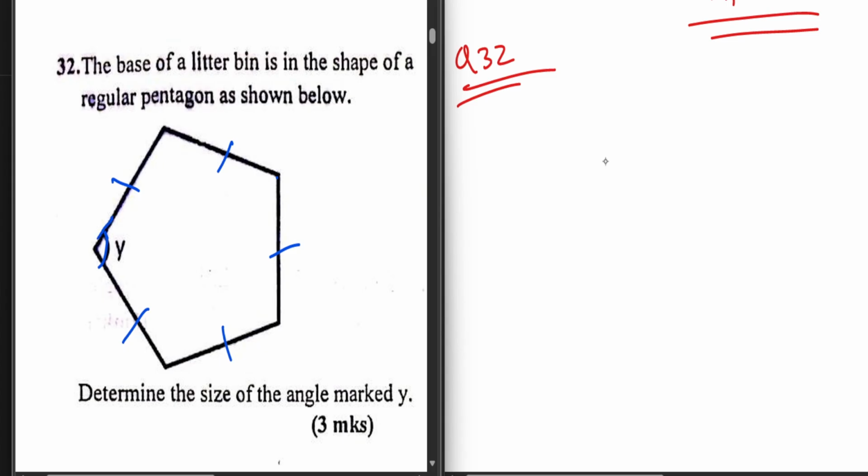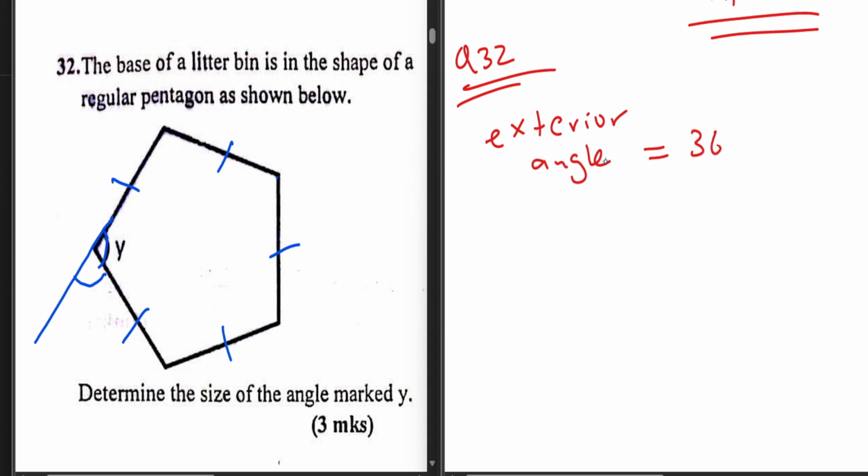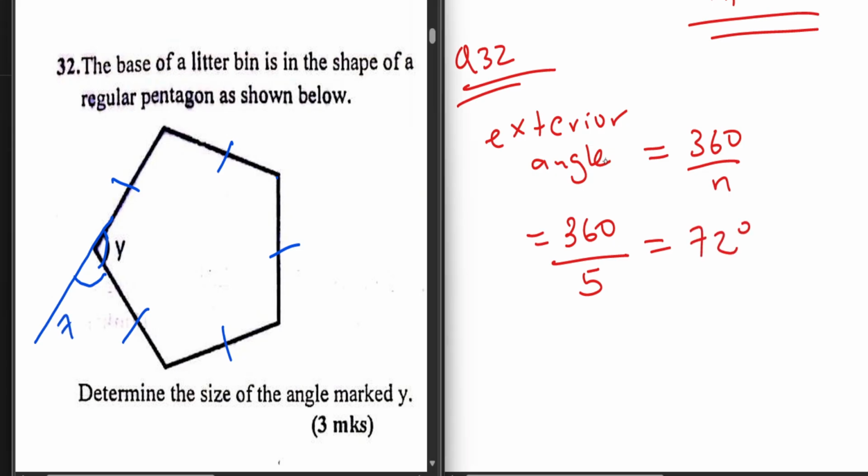So what we do, let's find the exterior angle, then it will help us get the interior angle of that polygon. So the exterior angle of any polygon is given by 360 divided by the number of sides. The number of sides is 5. So 360 divided by 5, which is 72 degrees. But that's the exterior one.